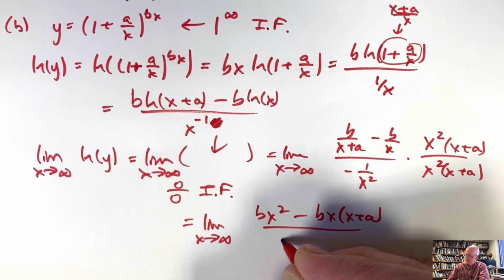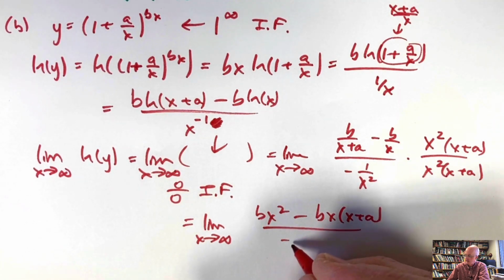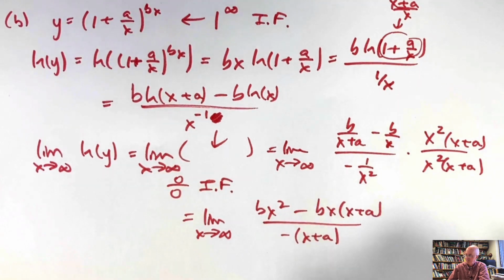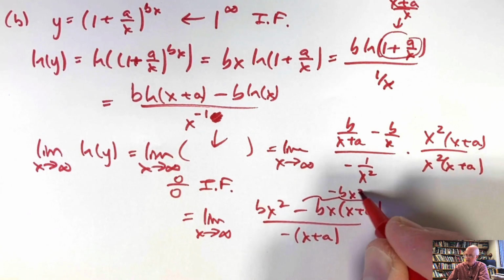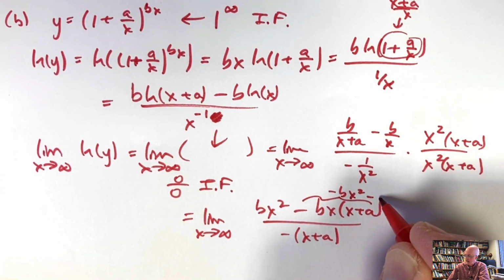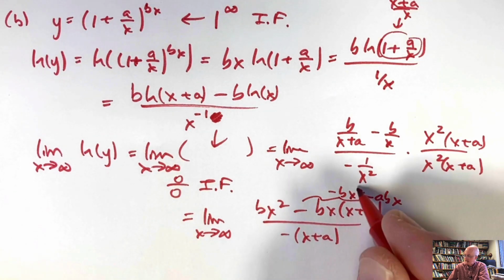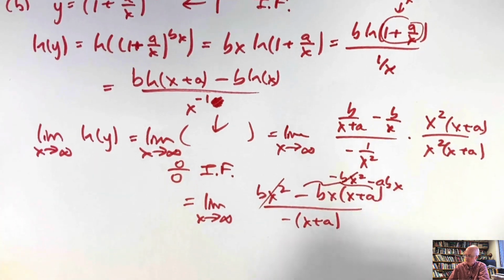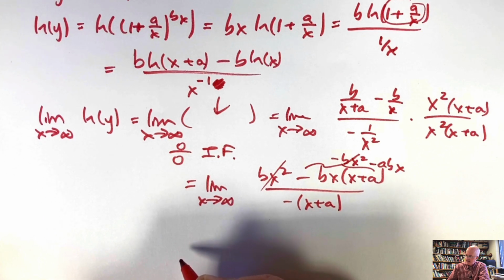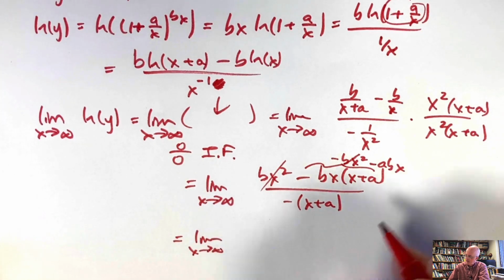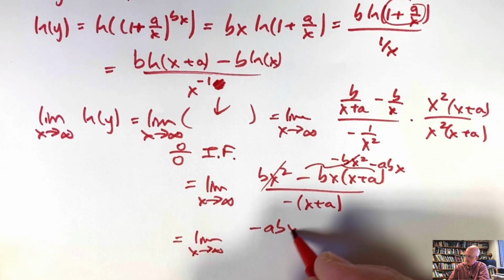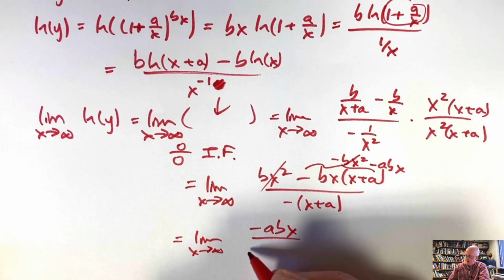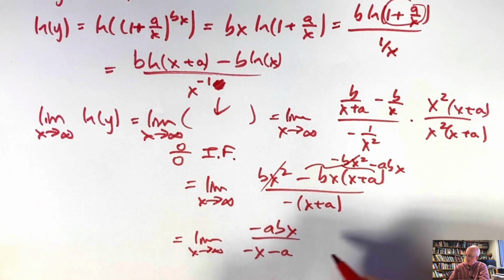And the bottom, you have the negative sign here. The x squareds cancel. You're left with negative in parentheses x plus a. This part right here is the same as negative bx squared minus abx. And the minus bx squared cancels with this bx squared. So in the end, we get the limit as x goes to infinity of the negative abx over, I'll distribute the minus sign through there, negative a x minus a.